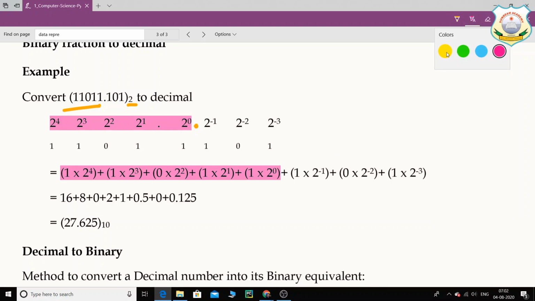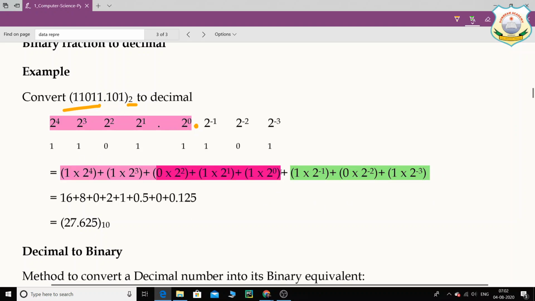So I'll take another highlighter for this, maybe this one. Okay, so this is for the integer part, the procedure was simple, plus this is the fractional part, which is the green highlighted. What is the procedure? I am going to start from the left hand side for the fractional part, but for the integer part I start from the right hand side. For the fractional part I will start with the left hand side.